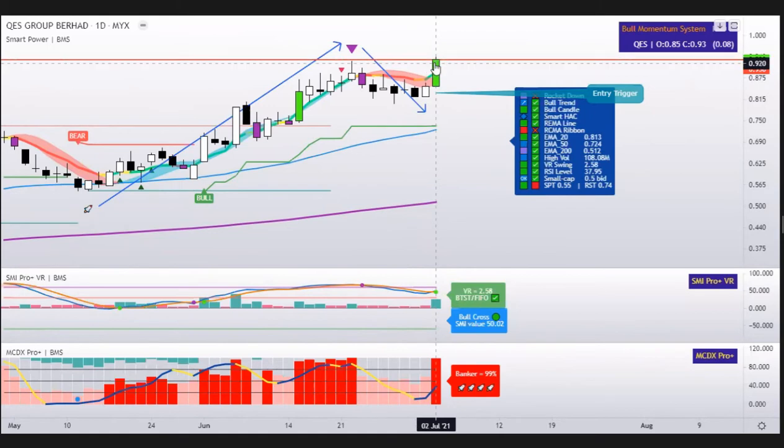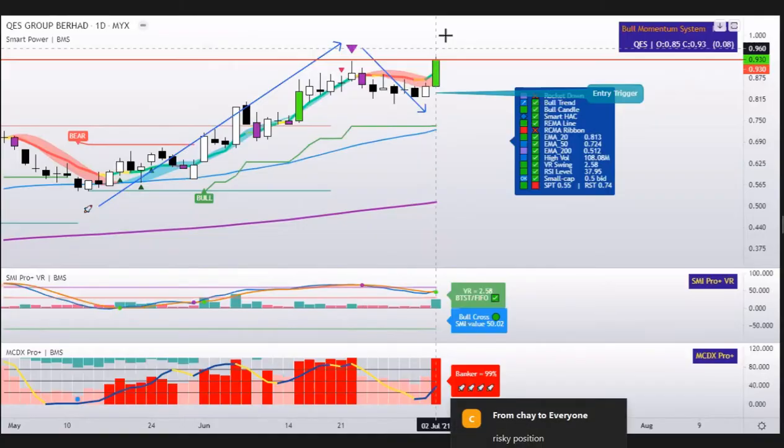We are not buying low and selling high. We are just buying the high, buying on the breakout. It's very risky to buy on the breakout. What if it's a failed breakout and then the price starts to drop? So it's not a good position to enter here, right? I can say this is a high risk position.